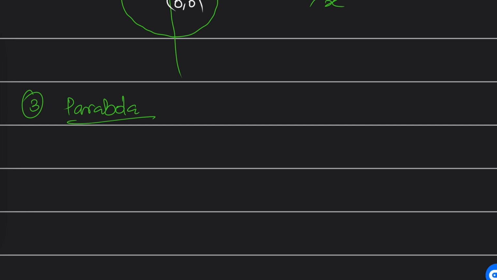So what is the standard form? Most of the time you will find y square is equal to 4ax. This is the standard form of a parabola. It may change, it's not compulsory that it will be like this only, because based on the center and other things the equation will change, but the power on one variable will always be 2.